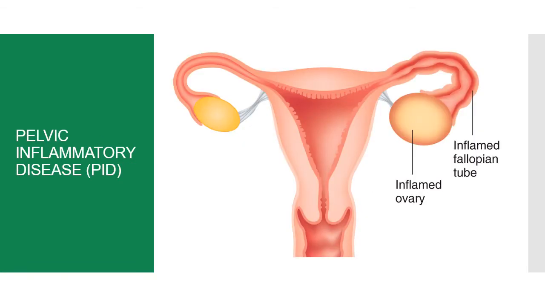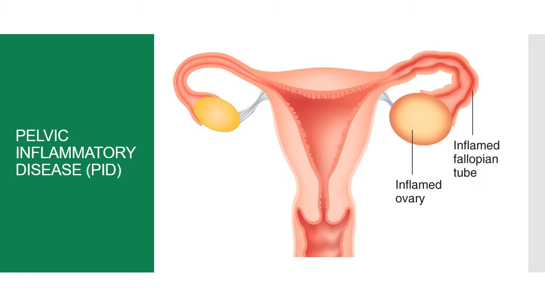So let's begin by talking about pelvic inflammatory disease, or PID. This is an infection of the female reproductive tract, which is caused by an invasion or infection of bacterium, virus, or fungus. And the organs most commonly involved are the uterus, the fallopian tubes, and the ovaries. PID is the most common cause of abdominal pain in patients of childbearing years.